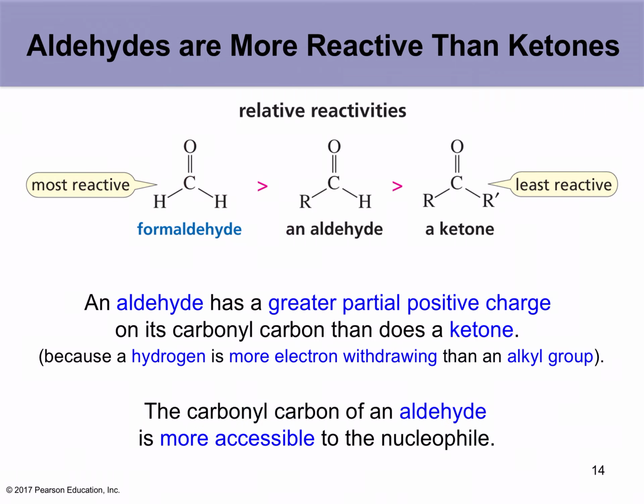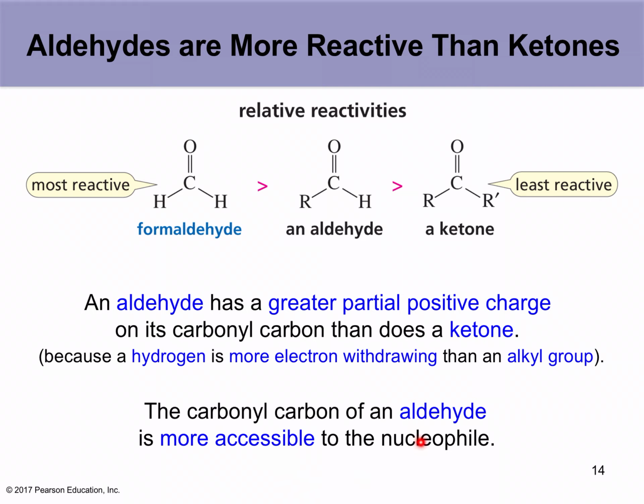Aldehydes are more reactive than ketones for the reason that I explained in the previous slide. Even among the aldehydes, formaldehyde is the most reactive because it only has hydrogens. There are no electron donating alkyl groups. Ketones are the least reactive compared to aldehydes. An aldehyde has a greater partial positive charge on its carbonyl carbon than a ketone, for the same reason I explained. The carbonyl carbon of an aldehyde is more accessible to the nucleophile.